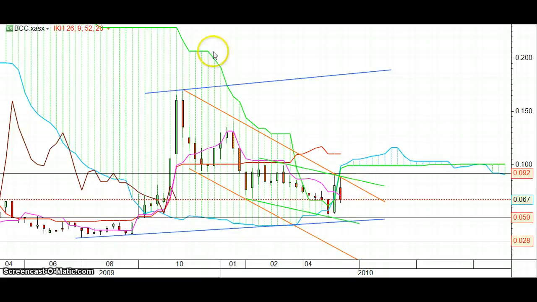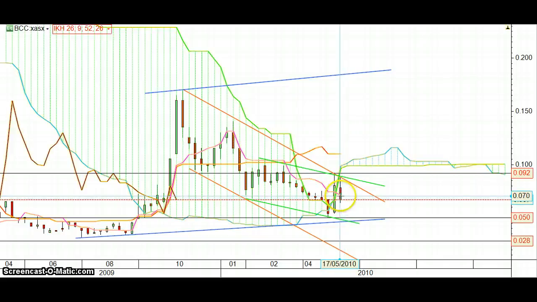We have strong resistance sitting up in this region of around the 10 cents mark. We're on a weekly chart, and it represents 52 weeks, so the yearly 50% range is in that 10 cent range. We also have the red line sitting up here, but pink has now got out.